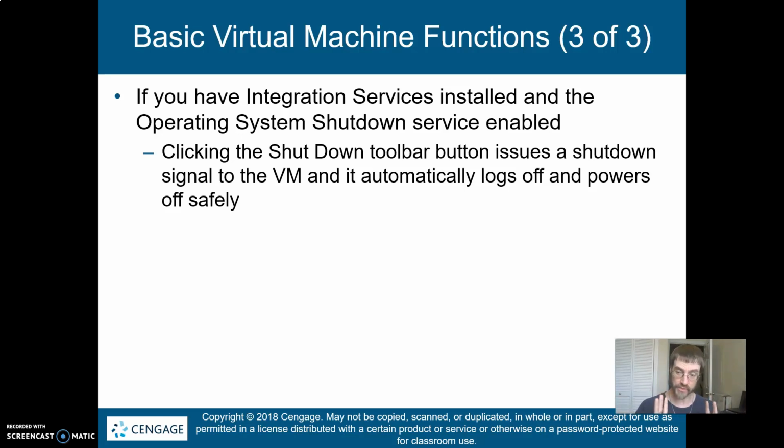So if it is hung up on something, and you know that is not a problem you can solve, or not a problem you care to solve, just hit the power off button. Like using the ACPI power off in VirtualBox, or using the power off button in VMware Workstation. It all works more or less the same way. Now, that's it for basic virtual machine functions.